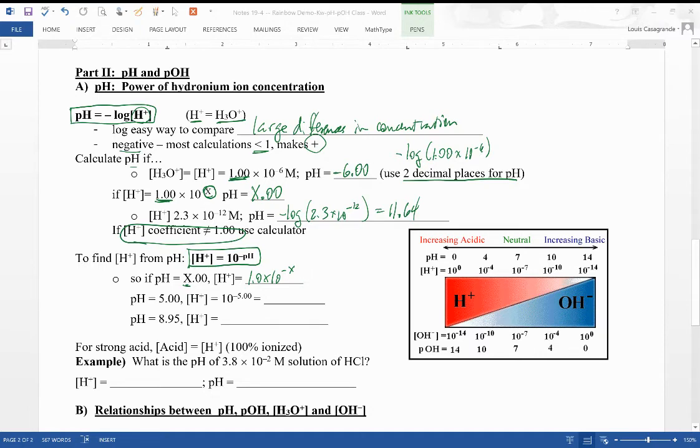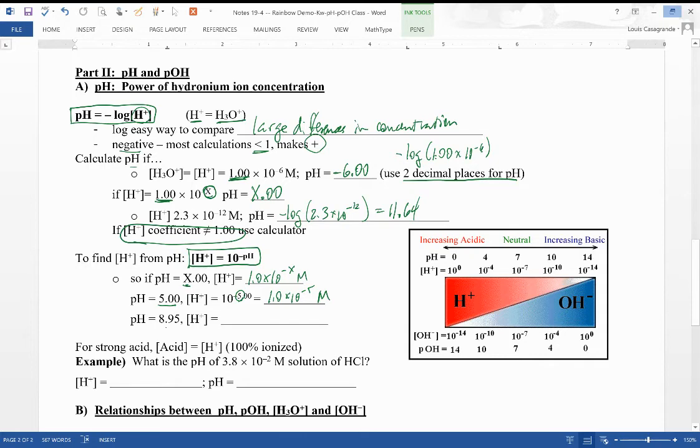Don't leave them in just 10 to the minus x. So if we have a pH of 5.00, 10 to the minus 5.00, let's take that 5 there, and we just turn that into 1.0 times 10 to the minus 5. Oh, and we need to have the molar after there because it is a concentration.